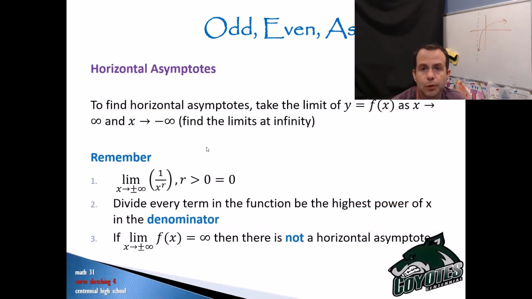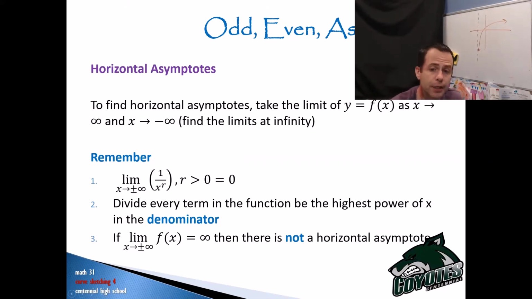Okay, cool. So to find horizontal asymptotes, we're taking the limit of y equals f of x as x approaches infinity and as x approaches negative infinity. So things to remember. This first one we already just talked about. If it's 1 over x to the r and r is greater than 0, that limit will always be 0. Number 2, we divide every term in the function by the highest power of x in the denominator.